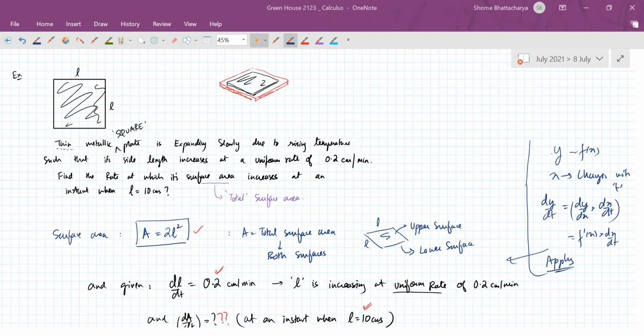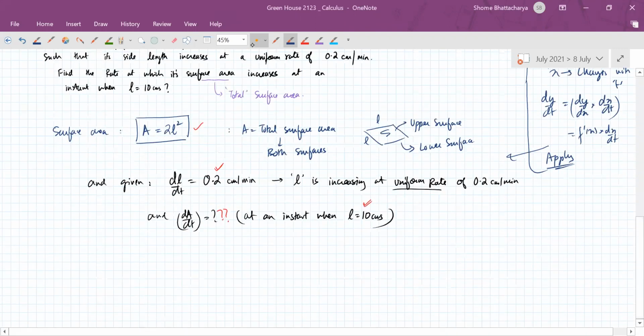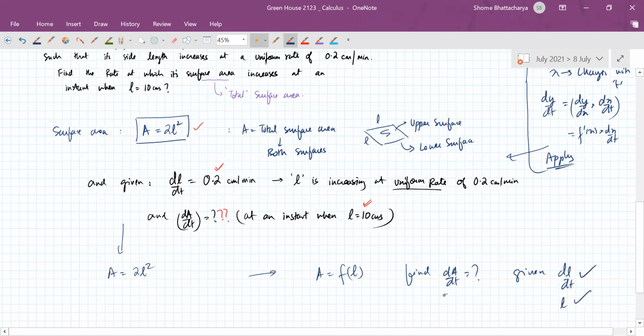Yeah, very good people. You are getting the answer now. So I'll just show the method for everybody else also. So total surface area here we are writing as a formula as 2L squared. So basically that is showing us that the area is some kind of function of L. Okay. And we want to find dA by dt, where we are given the value of L and we are given the value of dL by dt. So we have to use this chain rule concept. Okay. So dA by dt will become dA by dL into dL by dt. This is a chain rule step.